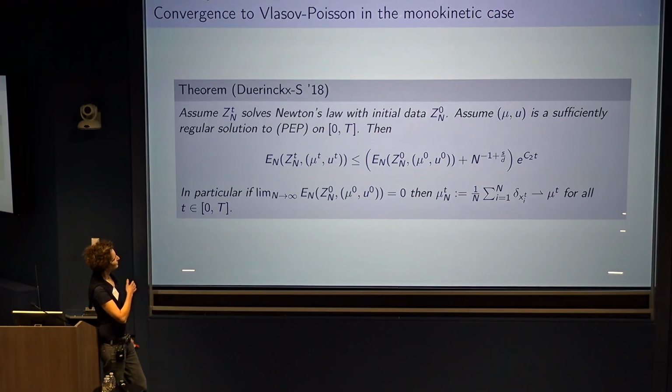If you assume that you solve Newton's law and that your initial data is monokinetic in the limit, and you have a sufficiently nice solution to this pressure Euler-Poisson, then you will have convergence if your initial modulated energy is small. Okay, so you will have convergence. I should have said it in position plus velocity.